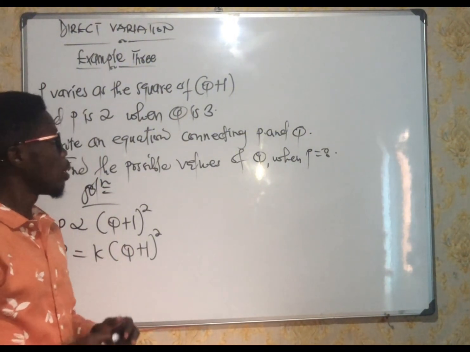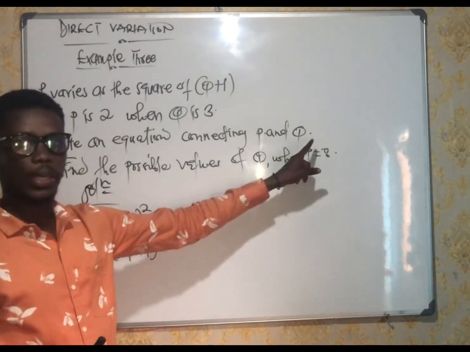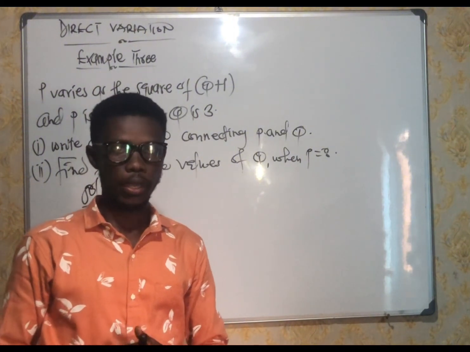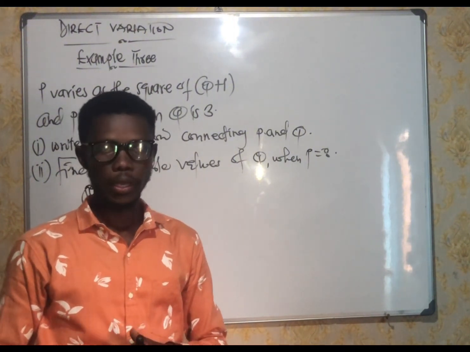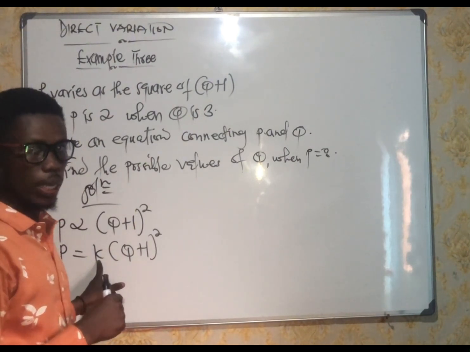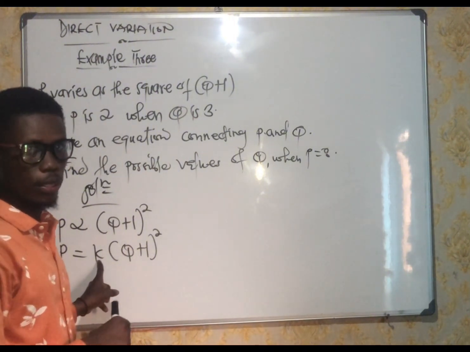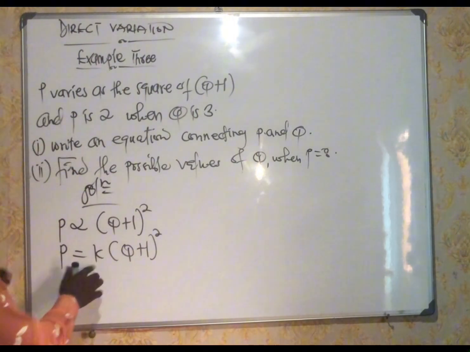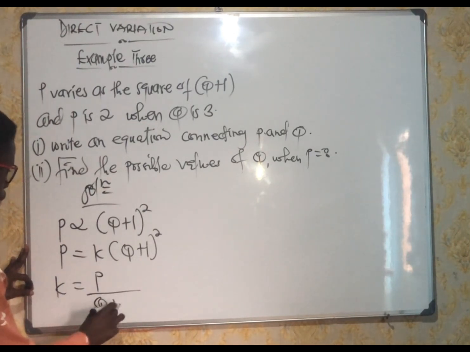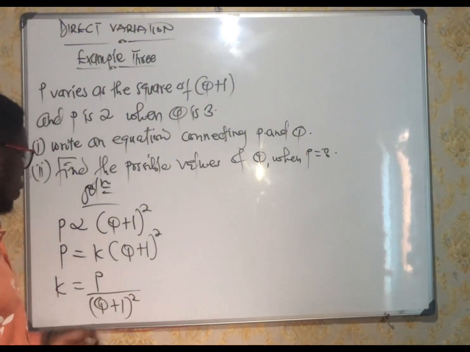Now, we were told to write an equation connecting p and q. Before you can do that, you have to find the value of k. After getting the value of k, then you come and substitute it here. Then that becomes the equation that is connecting p and q, not p and q and k. So now, my k will be equal to p over (q plus 1) squared. So you divide both sides by the whole of this to make k the subject.